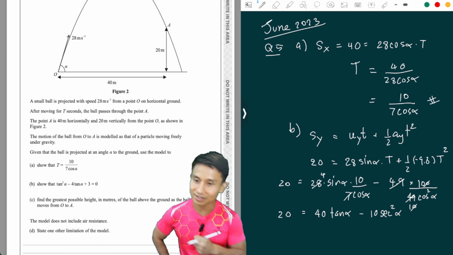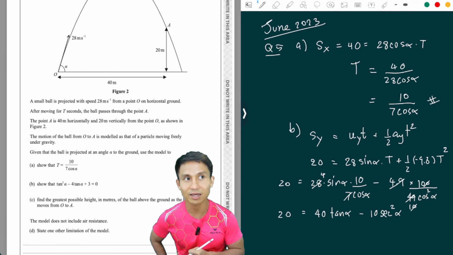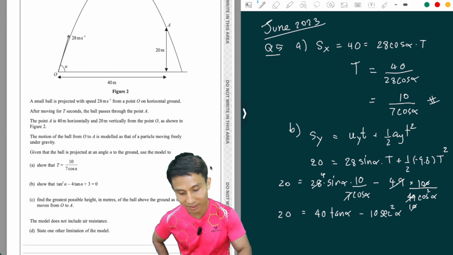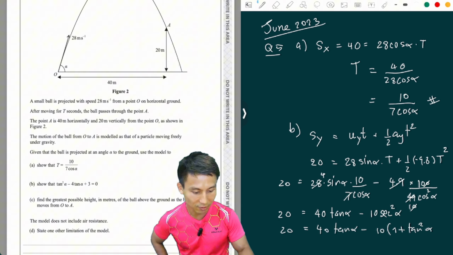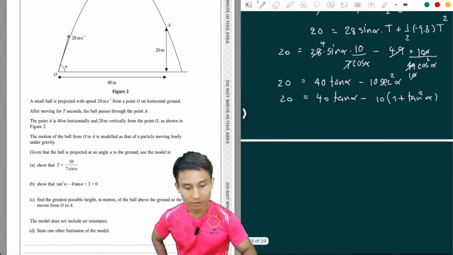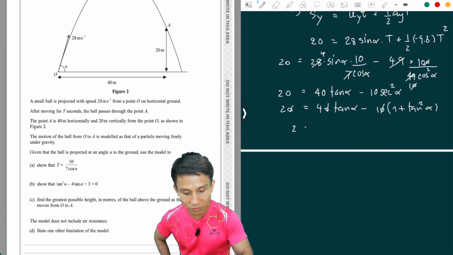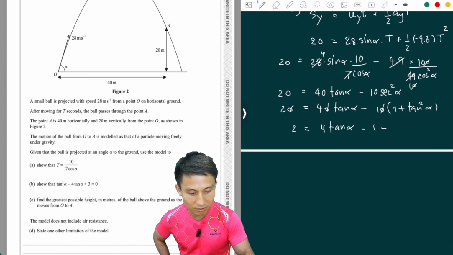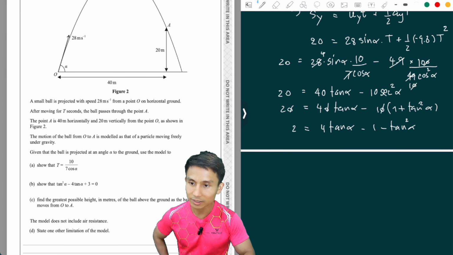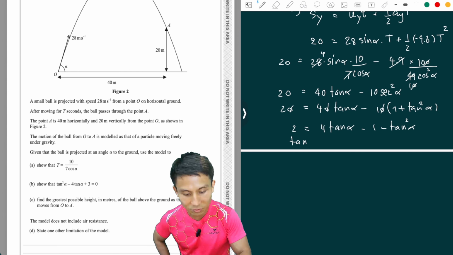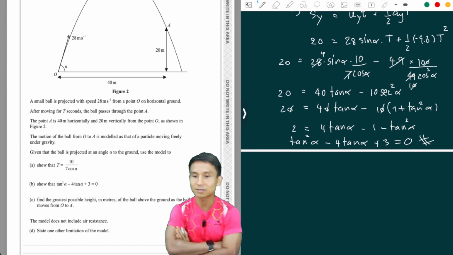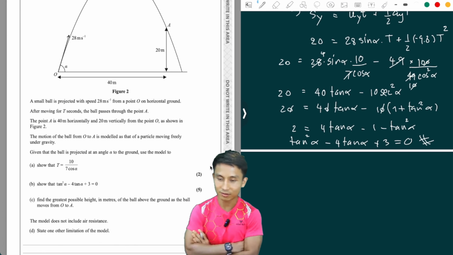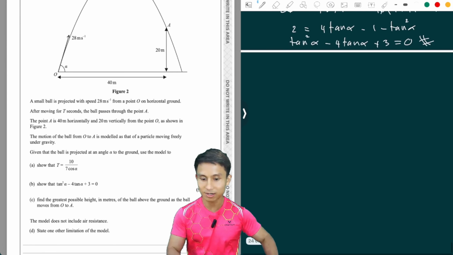But from the trig identity, we know that sec squared is just 1 plus tan squared. So 40 tan alpha minus 10 times 1 plus tan squared alpha, right? So if we cancel all the 10s as well, we get 2 equals 4 tan alpha minus 1 minus tan squared alpha. Okay, so simplifying that, we should get tan squared alpha on the left, moving the 4 tan alpha to the left as well, and then moving the minus 1 to the left, we get a plus 3 equals 0. So that's the required equation there, which we show. Okay, part B is done.